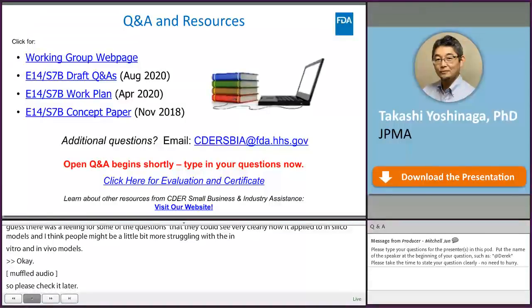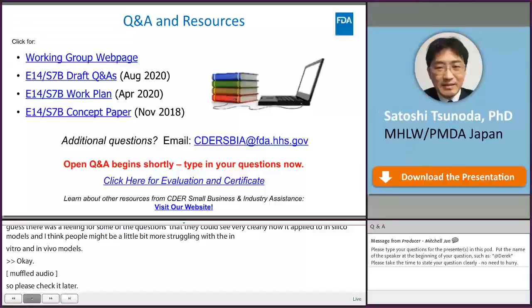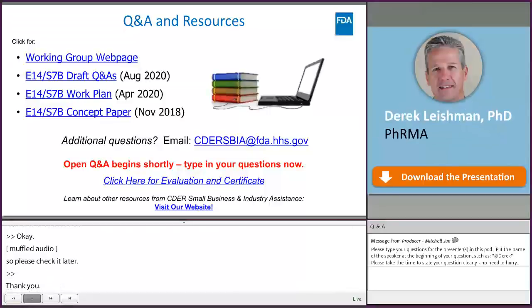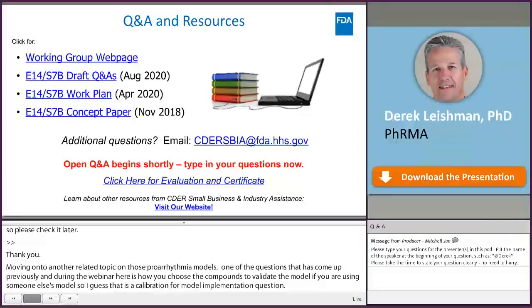Thanks, Taka. Moving on to another related topic on those proarrhythmia models. One of the questions that's come up previously and during the webinar here is how you choose the compounds to kind of validate the model if you're using someone else's model. So I guess that's a calibration for model implementation question. So the calibration drugs, how do you select the calibration drugs to perform a lab-specific calibration and validation?